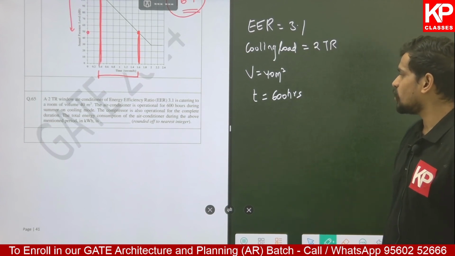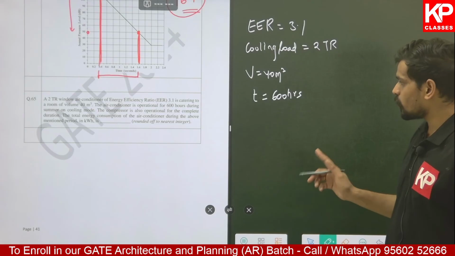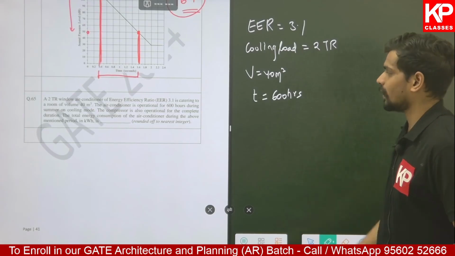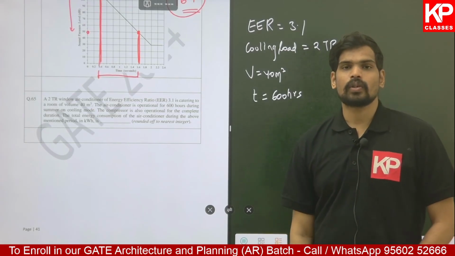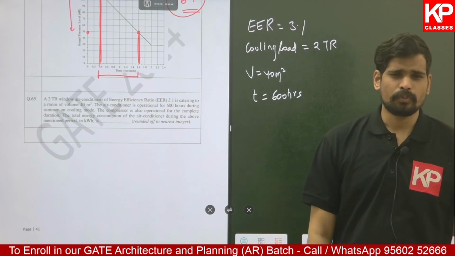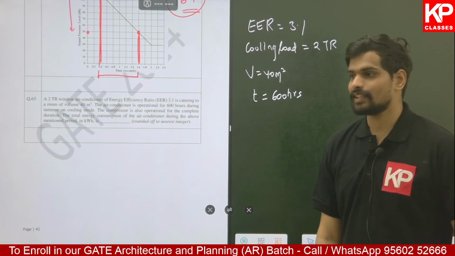The total energy consumption of the air conditioner during the above mentioned period in kilowatt hour is dash. They're asking us what is the total units of electricity consumption. How do you measure the power consumption or electricity consumption?